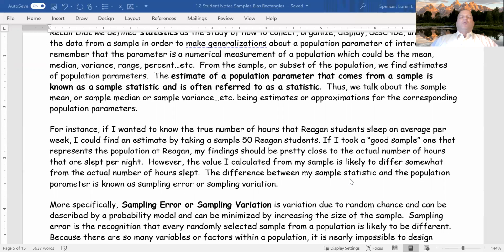Please remember, the number of hours I calculated from the sample is known as a statistic, while the actual number of hours that the population of Reagan slept is known as the parameter. Populations have parameters, samples have statistics.